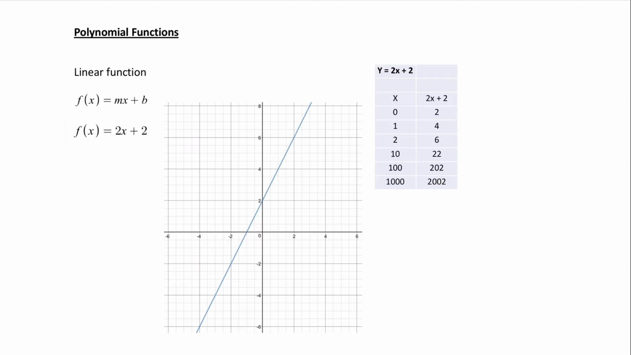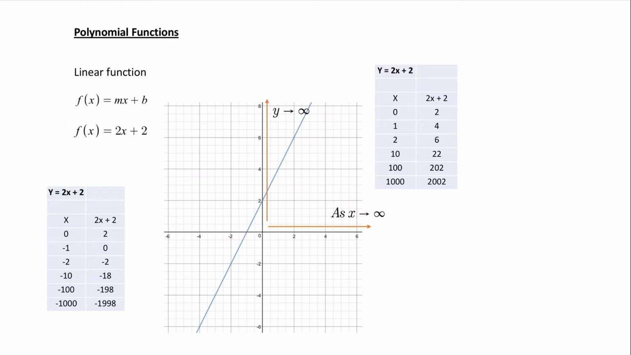Let's substitute the values 0, 1, 2, 10, 100, and 1,000 for x, and then evaluate the function and see what the corresponding y values are. We see that as the x values increase, so do the y values increase. We can say that as x approaches infinity, so does y approach infinity.